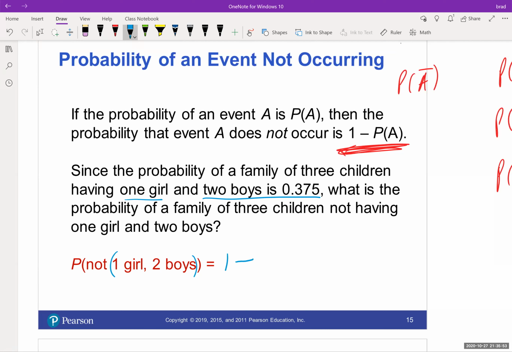It would be 1 minus 0.375. So that would be 0.625. Okay, and that's all there is to it. So this idea of not is a very powerful tool that I use when I teach my statistics class as well. And it's just something that makes problems a little bit easier and more convenient.